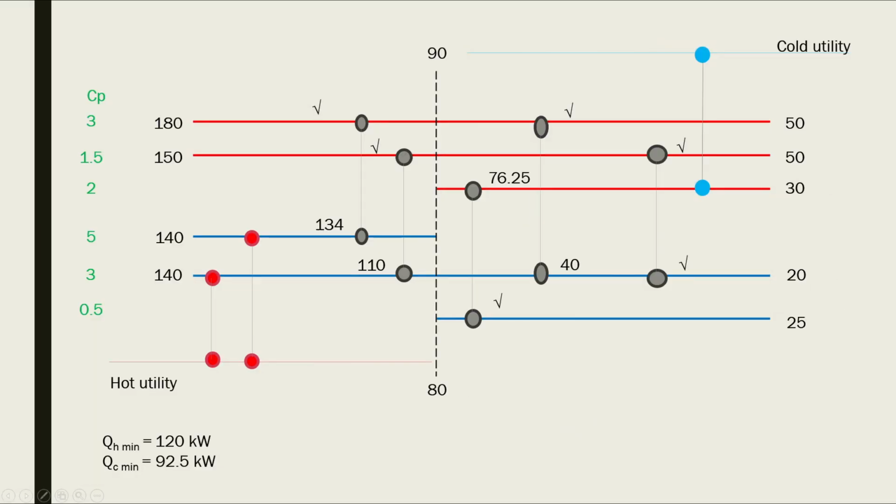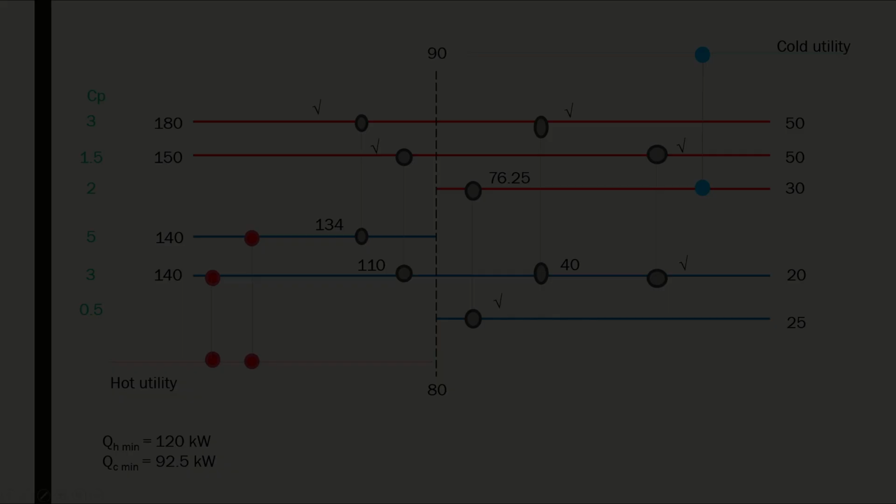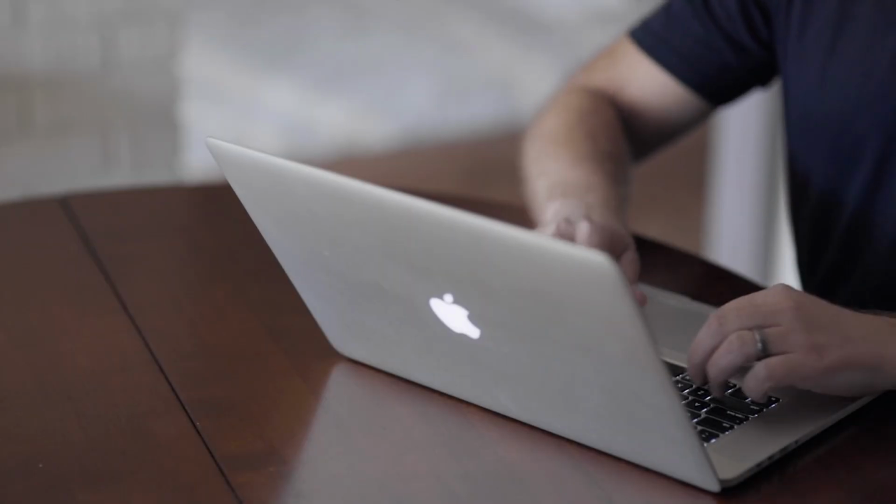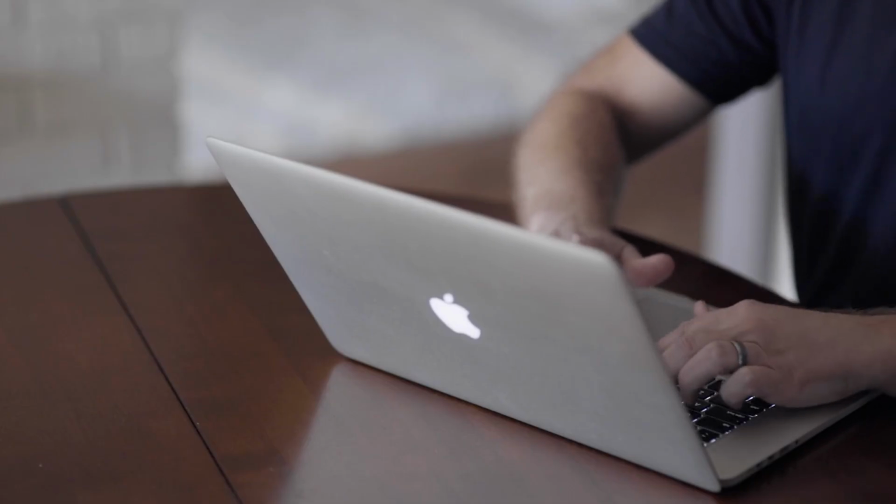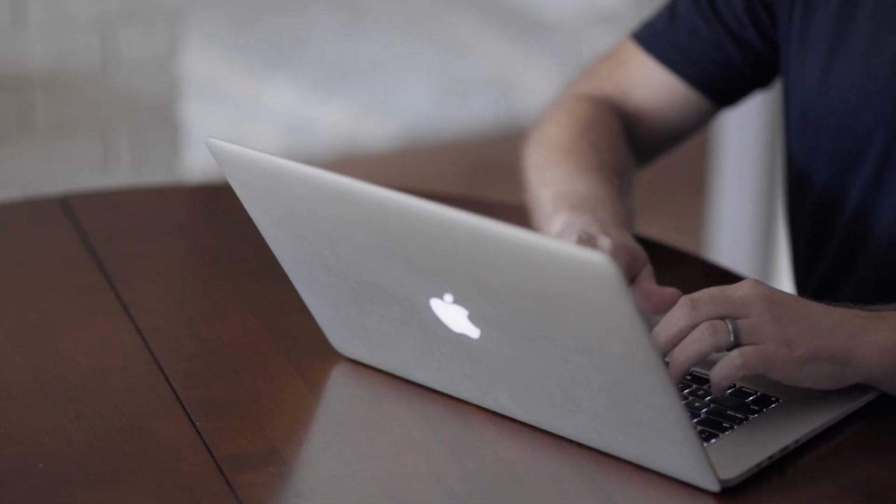So the final heat exchanger network is going to look like this, showing all the heat exchangers and the temperatures of the inlet and outlet sides of each heat exchanger, and we have calculated the Q heating minimum and the Q cooling minimum. Now I hope that you can calculate the pinch temperatures and design a heat exchanger network for any process.